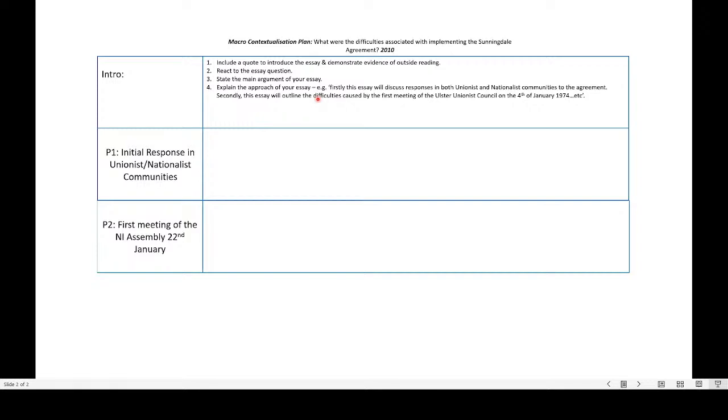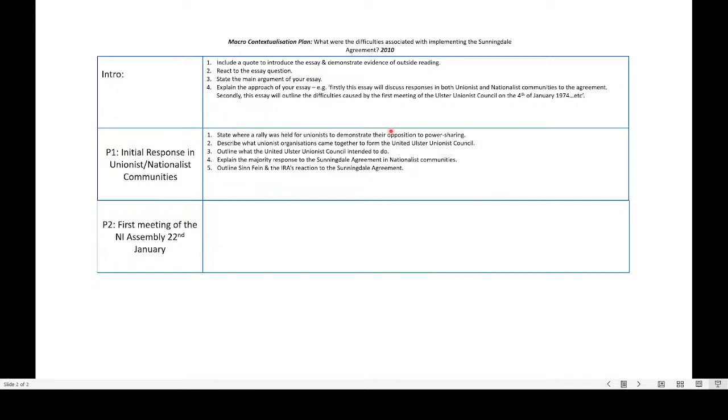Firstly, this essay will discuss the responses in both unionist and nationalist communities to the Sunningdale Agreement. Secondly, this essay will outline the difficulties caused by the meeting of the Ulster Unionist Council on the 4th of January. And so on, etc. We get that. So paragraph 1, we're looking to discuss the initial response in the unionist and nationalist communities.